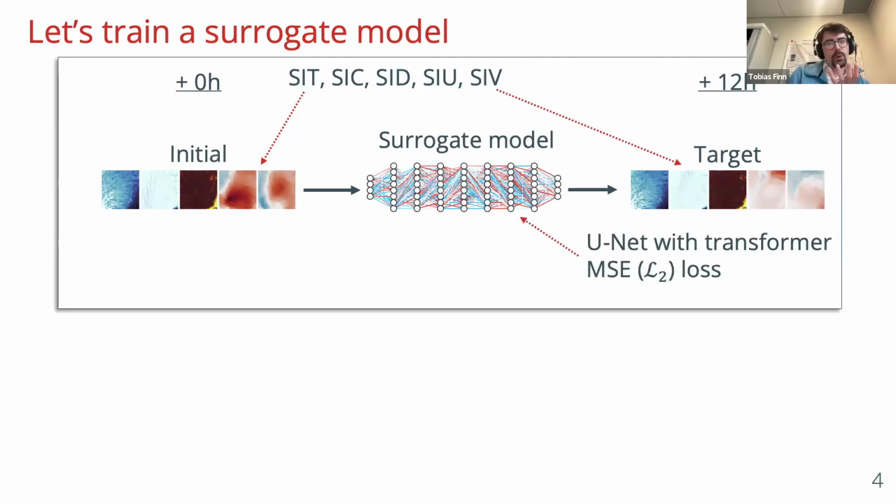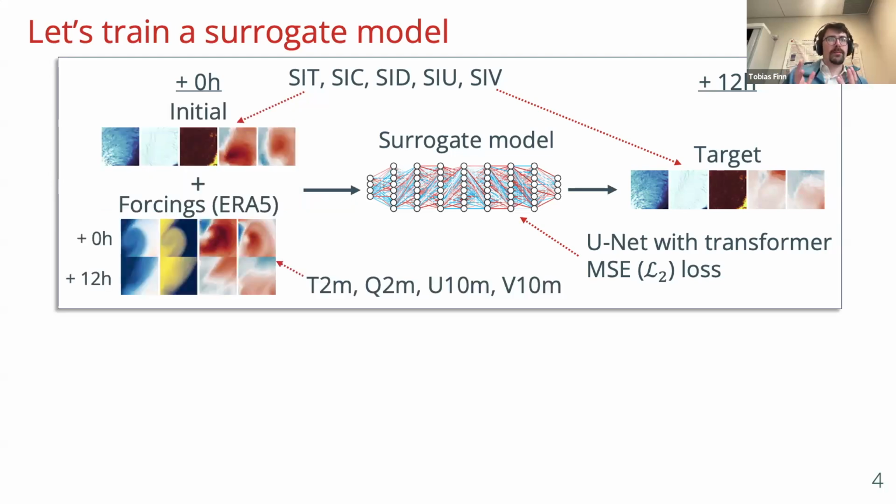As neural network here, we will use a U-Net with a vision transformer in the bottleneck, and we will simply minimize the mean squared error between our prediction and our target that we want to predict. For sure, sea ice is heavily driven by external forcings, and so we need external forcings. And here we will use as external forcings the 2 meter temperature, the 2 meter specific humidity, and the 10 meter wind speeds from ERA5, so from the atmosphere. And we use these forcings for the initial conditions time, and then also for the time that we want to predict.